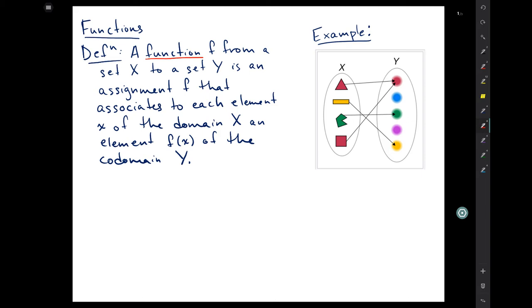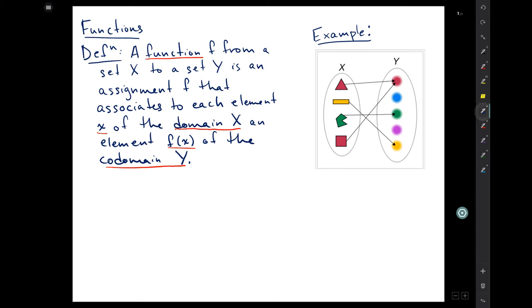So a function is an assignment from a set X to a set Y that associates to each element of the domain an element of the codomain. So typically we call our domain X, and we call our codomain Y. And so each little x in X gets assigned an f of x in Y.